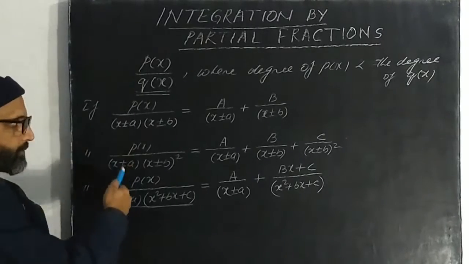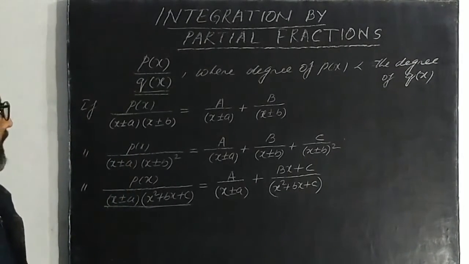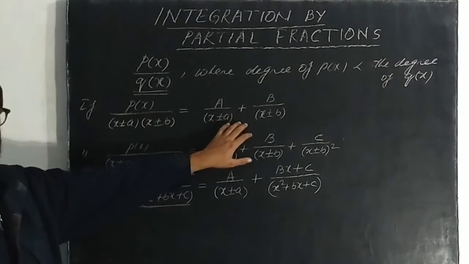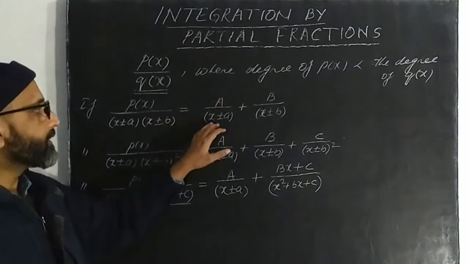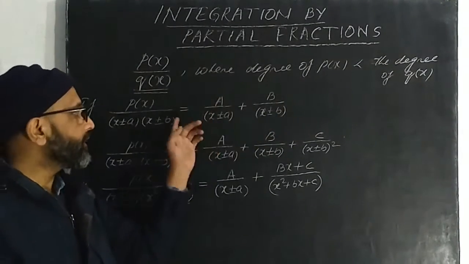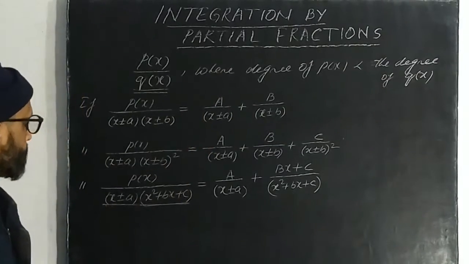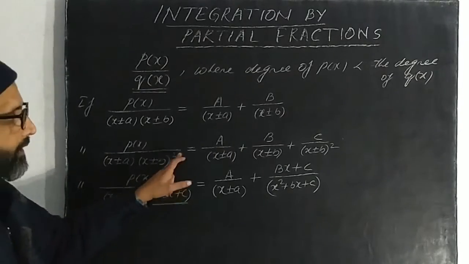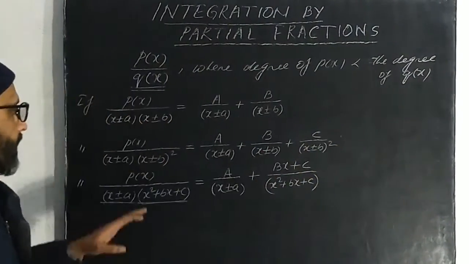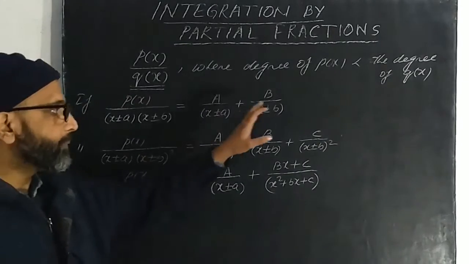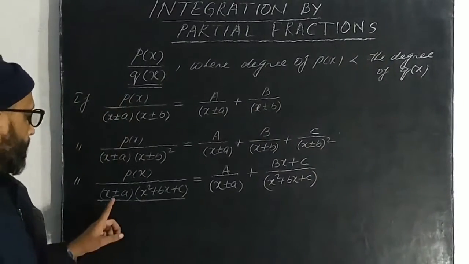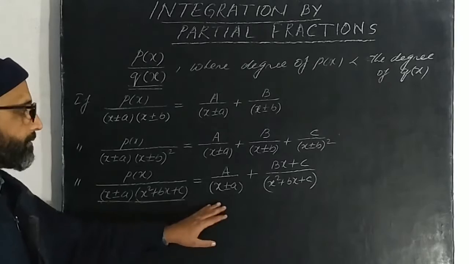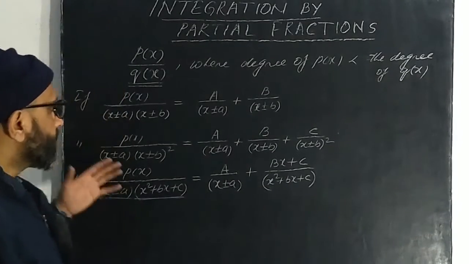So there are three forms. If suppose there are three brackets in the denominator, in the first case the same form is applied: we will write A upon this, B upon this, and C upon the third linear expression. And as I told, if there is a cube, there will be one more term, and if there is a power of 4, there will be two more terms. And in the third case, where there is only one binomial and the other is a quadratic trinomial, we use this assumption. So this is the algorithm.